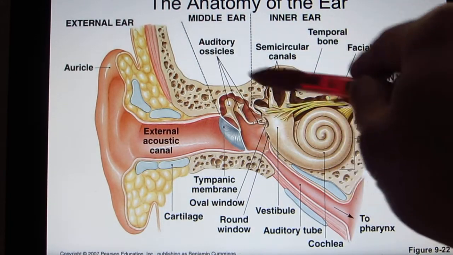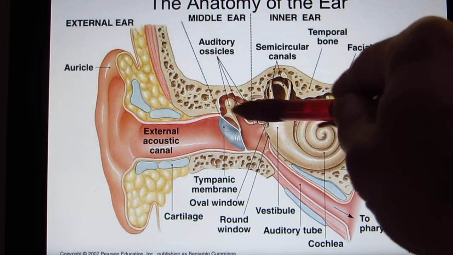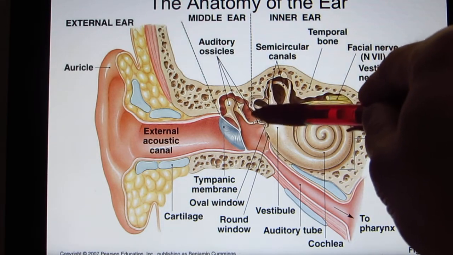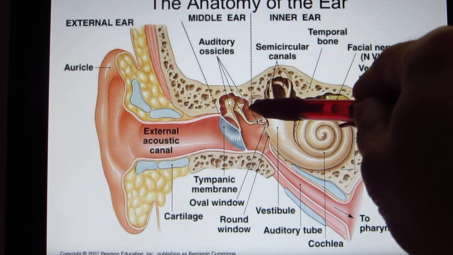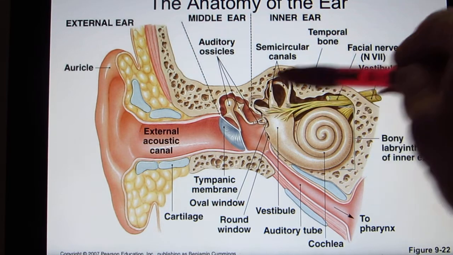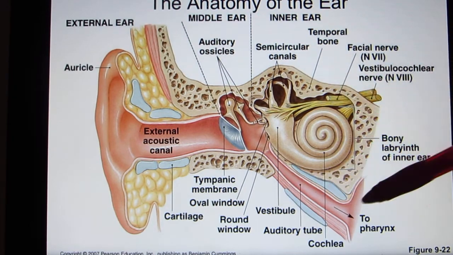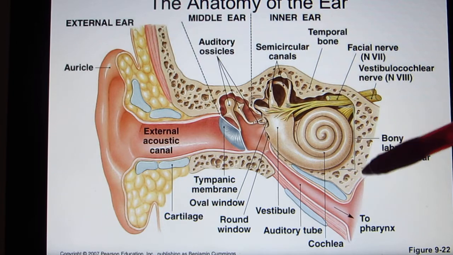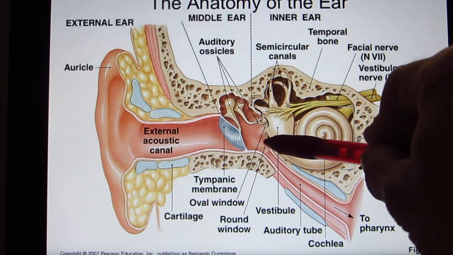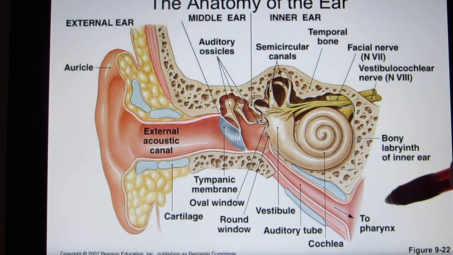This part we call the middle ear, starting from the tympanic membrane. And you have 3 ossicles. Ossicles are the smallest bones you can find in your body. Each one of them is smaller than 0.5 centimeter. And now we have the inner ear, including the auditory canal and the inner ear part. This is the canal. It goes to the throat.